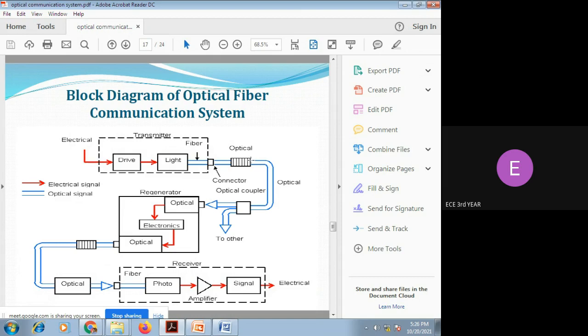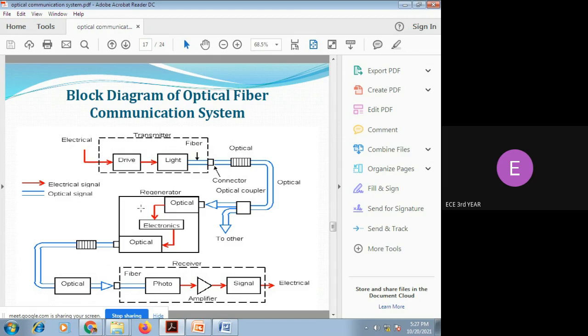This is the optical fiber cable, so this is the channel, and also this is the optical coupler. Sometimes we need to split the signal from one point to two points, so we use an optical coupler. Then this is the regenerator block, the main block of the optical communication system. If the signal is transmitted over a long distance, the energy will be lost, so we need to boost the signal. That is why we use a regenerator in between the channel.